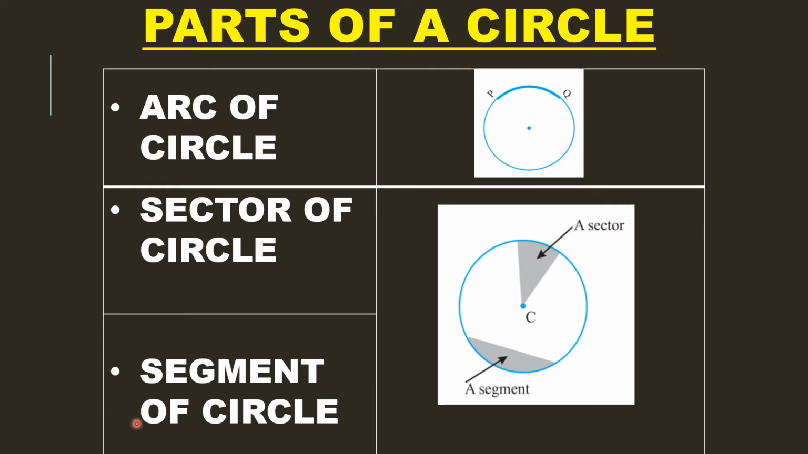Next is the segment of a circle. The segment is the area covered by the chord and the corresponding arc. So that area will be called a segment. Here in this figure, this lower shaded region is called the segment of the circle. I hope it is clear. Sector is for a pair of radii and the corresponding arc, and for a segment, the chord and the corresponding arc. The area covered is called a segment.